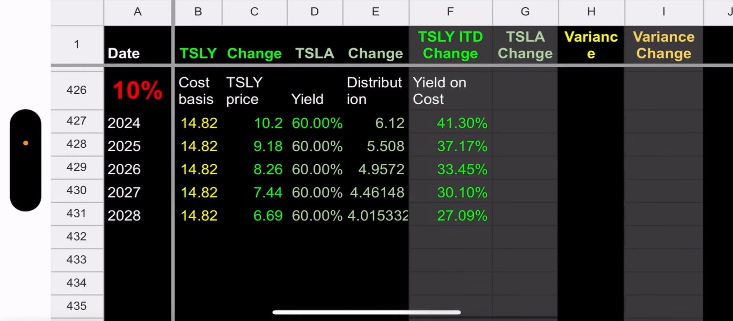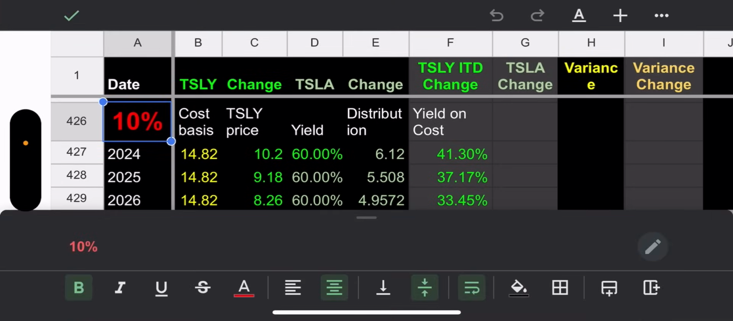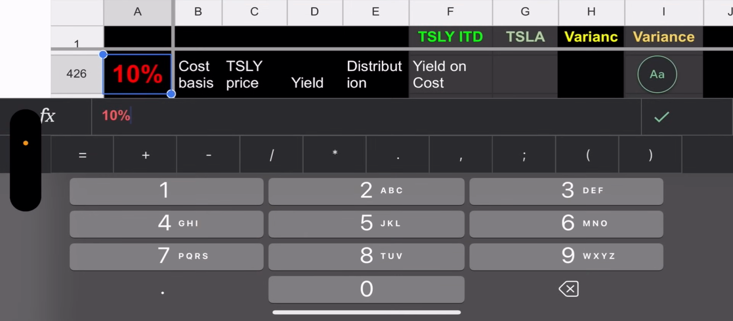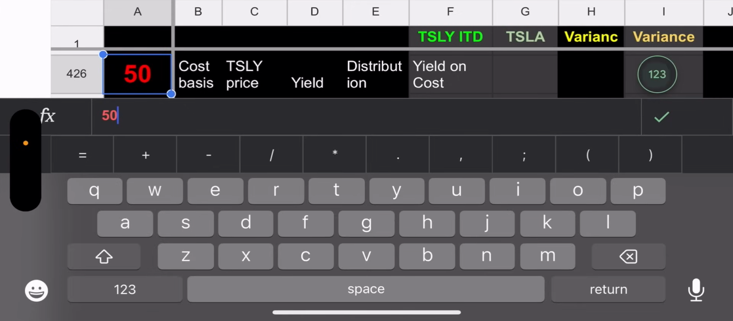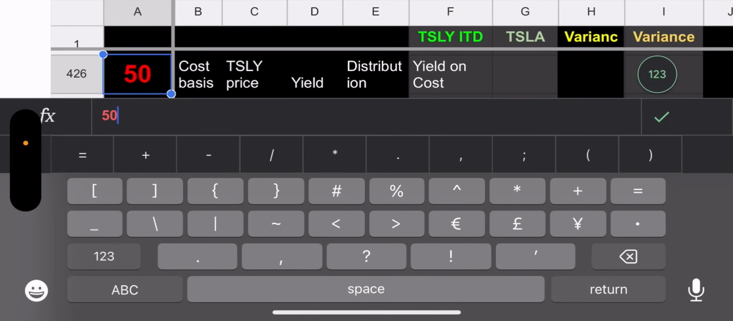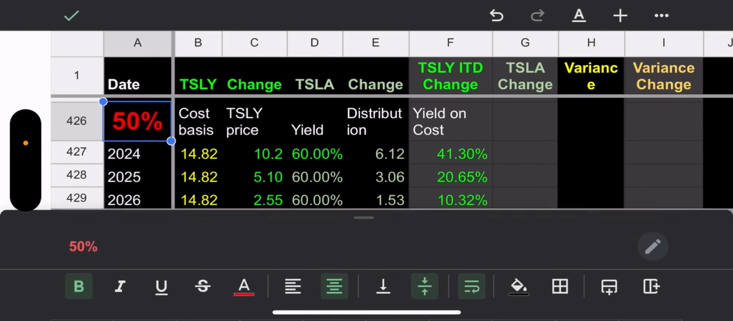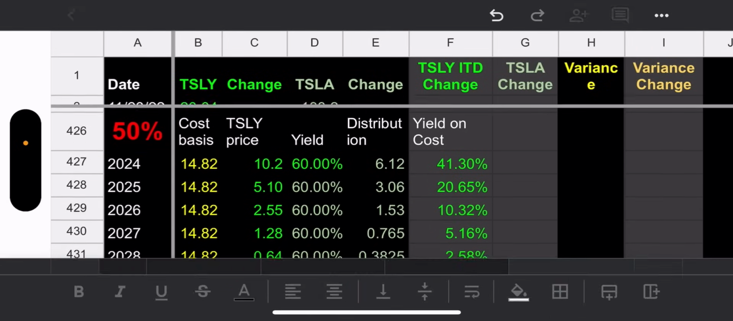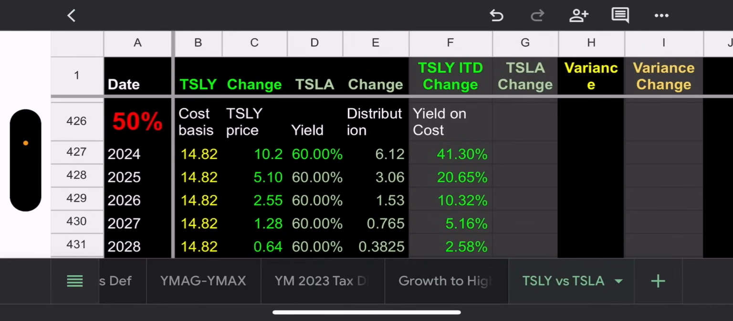So let's say Tesley goes down 50% every year. And believe me, I do not think this is the case. If I did, I would be out of the fund. But let's just say Tesley goes down 50% every single year. Okay, so after, we're looking at 24. We're currently in 2024. My cost basis is $14.82. I haven't bought a damn share in a long time because I'm so highly allocated.